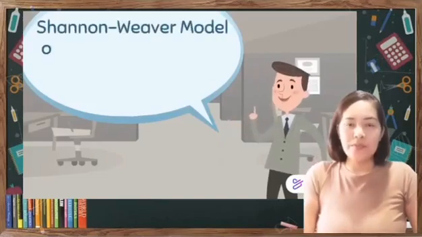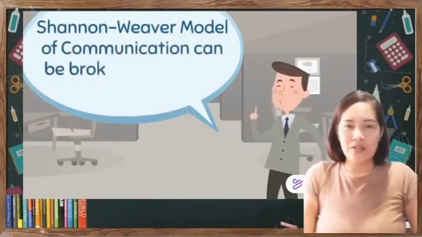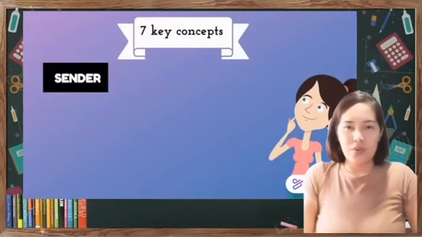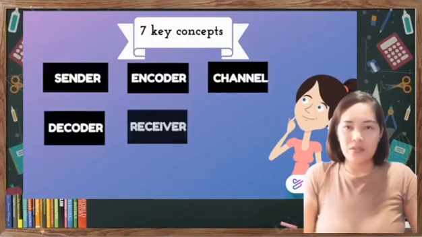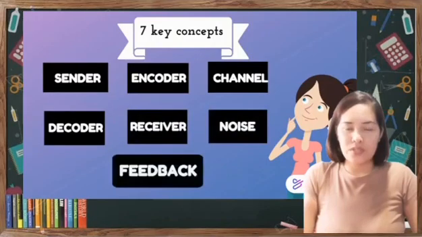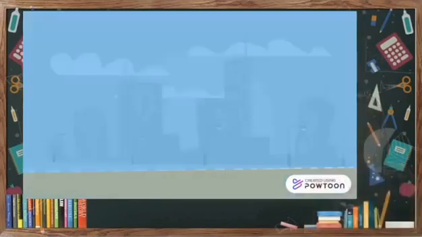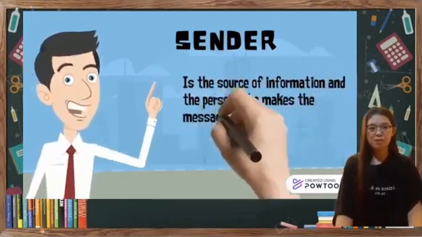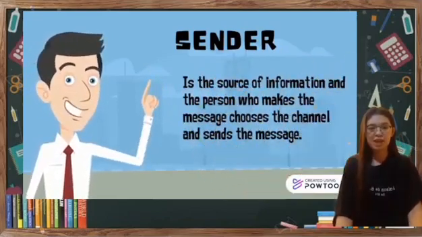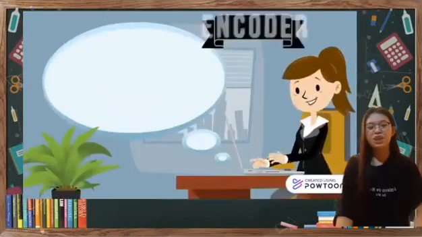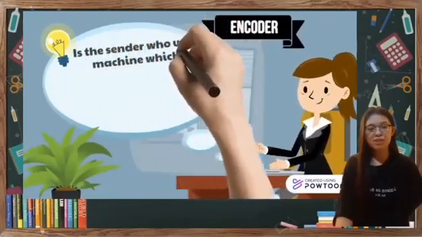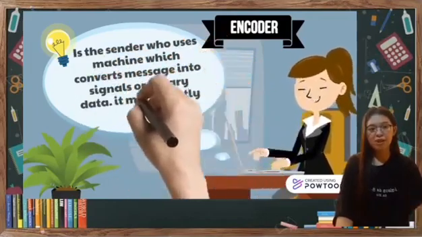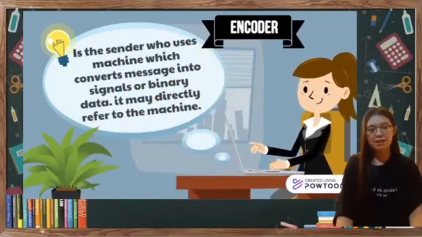The Shannon-Weaver model of communication can be broken down into 7 concepts, which are the sender, encoder, channel, decoder, receiver, noise, and the feedback. The sender is the source of information, the person who makes the message, chooses the channel and sends the message. Encoder, the one who converts the message into signals or binary data. It may refer directly to the machine used by the sender.